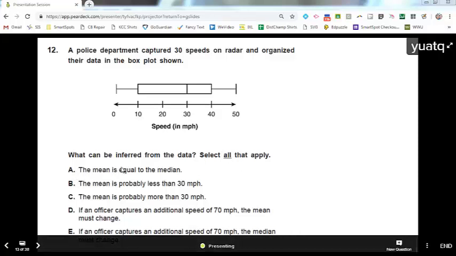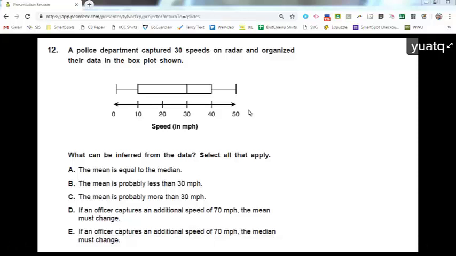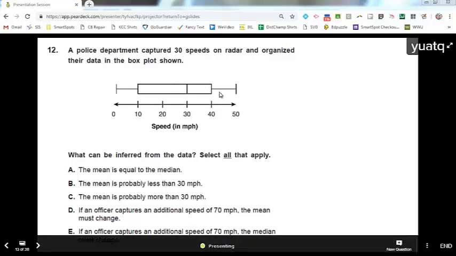So the mean is equal to the median. Can I determine that by looking at a box and whisker plot? No, I cannot. The mean is probably less than 30. Can I determine that? How can I do it? I can't find the mean because I don't know the data. However, these, let me move this over so I can write on it.